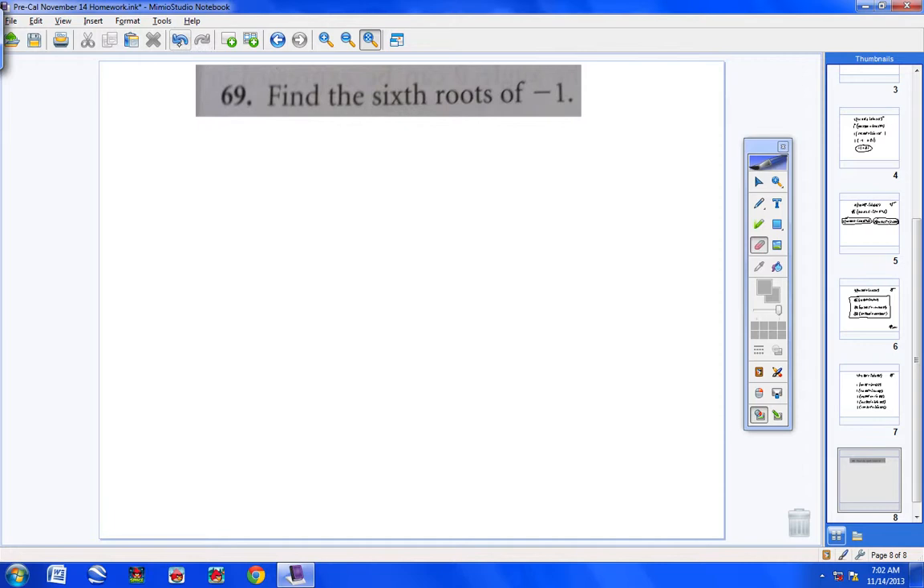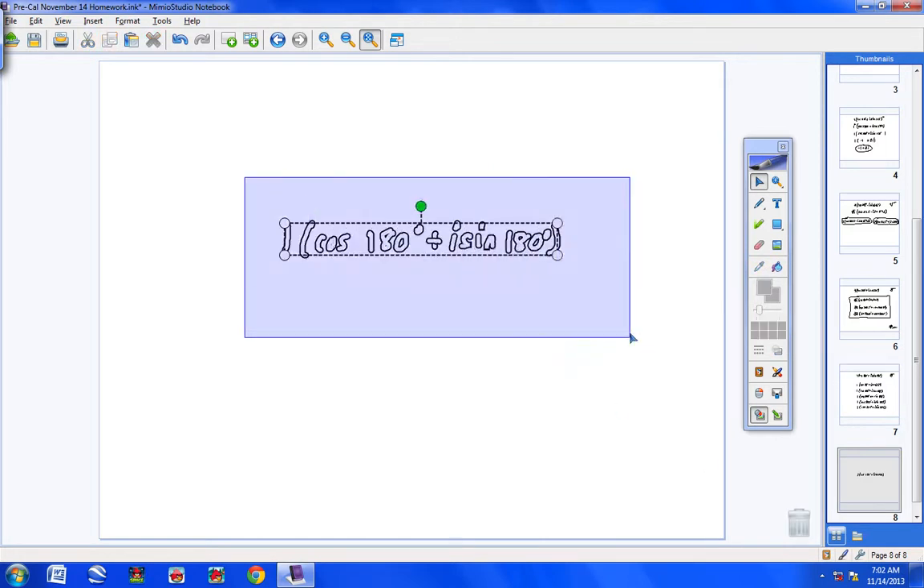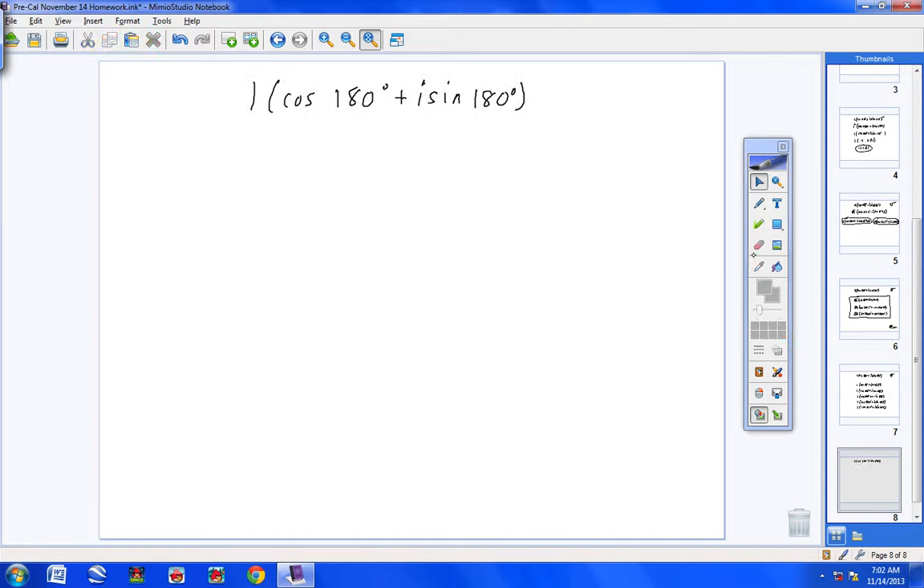So students, there's really no need for me to do all the work in writing this in trig notation. We already wrote in problem 65 that we had -1 plus 0i, and we already wrote that in trig form. And remember what we got was 1 cosine of 180 plus i sine of 180 degrees. So we've taken this standard form and we've written it in trig form. Now we're going to use this, and the directions say for number 69, find the 6 roots.